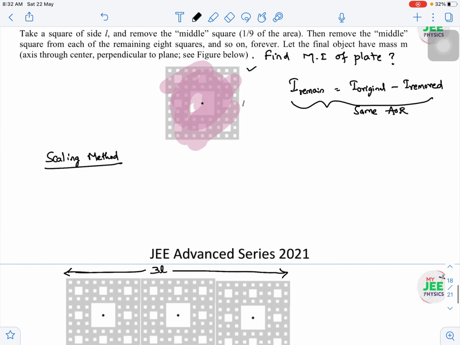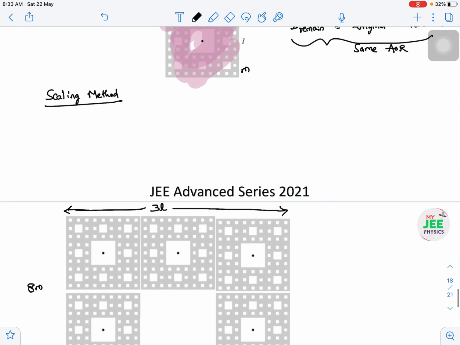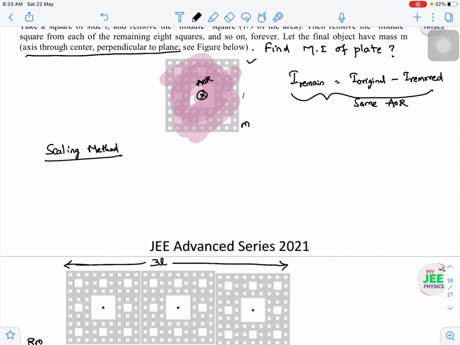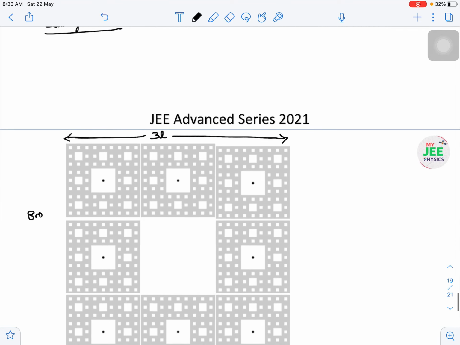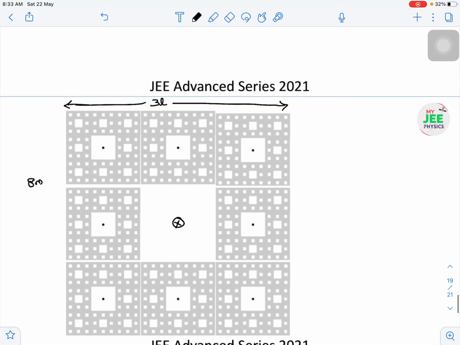After removing all the small squares, we got the object whose mass is M. M is the mass of the object. Then definitely the mass of this object is 8M. Now what is the moment of inertia we require? We require the moment of inertia about the axis of rotation passing through the center and perpendicular to the plane, right? That means the axis of rotation is coming out of the screen towards you. So what is the moment of inertia of this object?